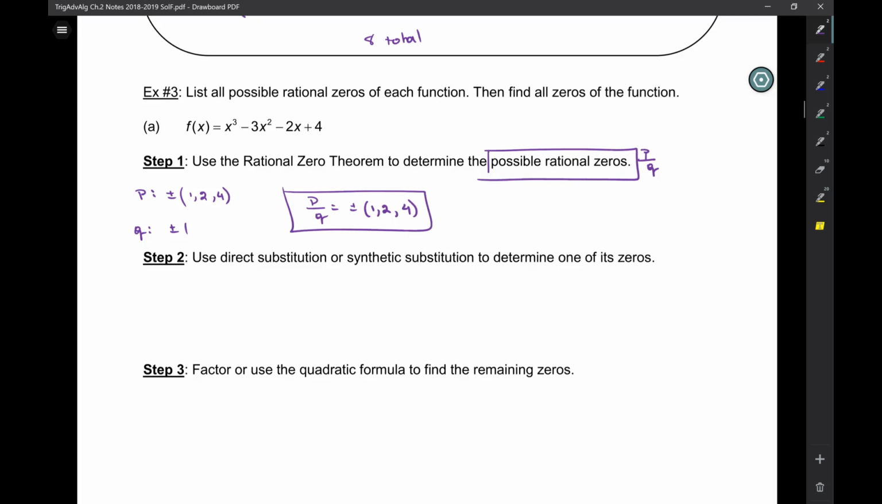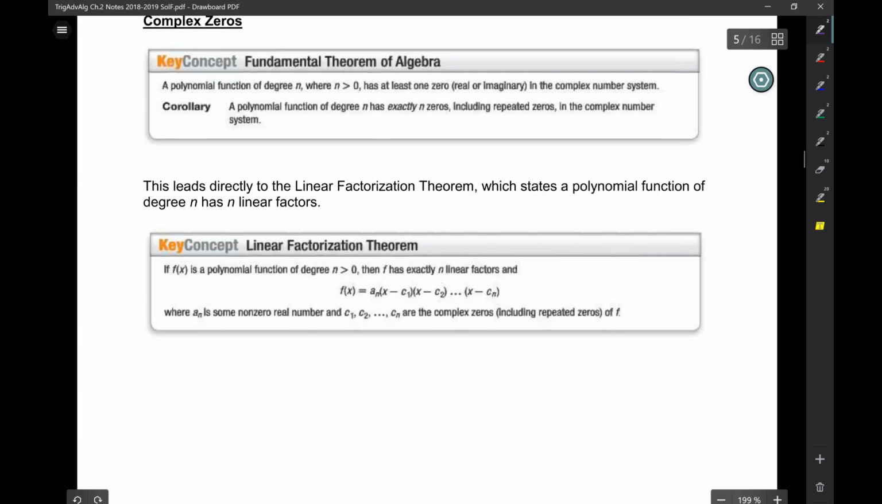Okay, now look at this. Now we have to see, okay, fine. We found 6 possibilities. Let's actually find the actual zeros, right? Okay, so here's what we're going to do. We're going to use direct substitution or synthetic substitution to determine the zeros. So basically what you have to do is try each number to see which gives you 0. Okay, so we're going to do synthetic division with each one of them.